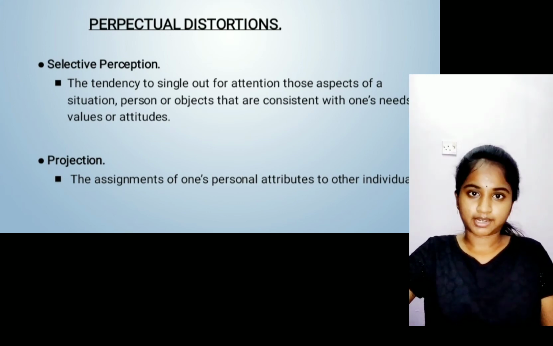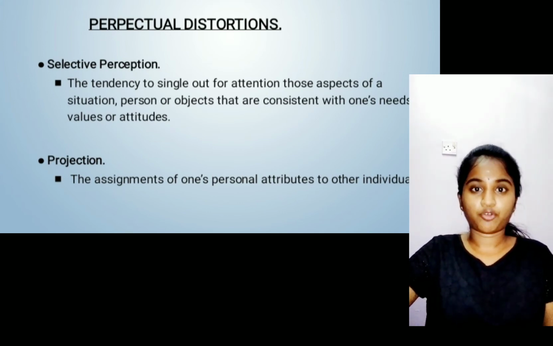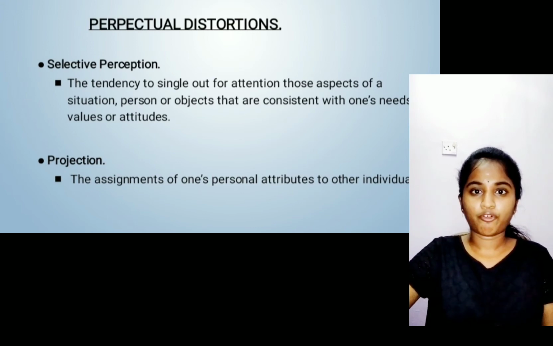Projection is a shortcut, which is a tendency for people to perceive others who are similar to themselves favorably as compared to individuals who are less similar. This will apply to similarity in work values as well as demographic variables, for example age, gender, and race.